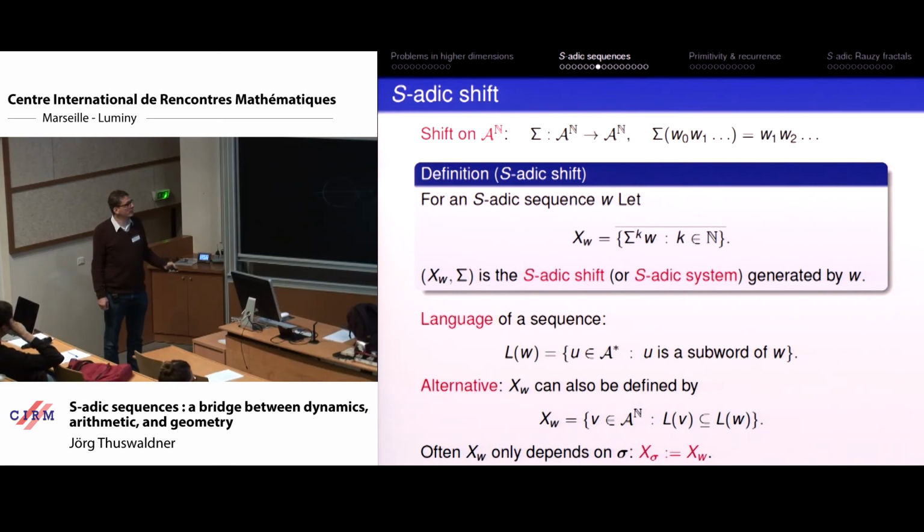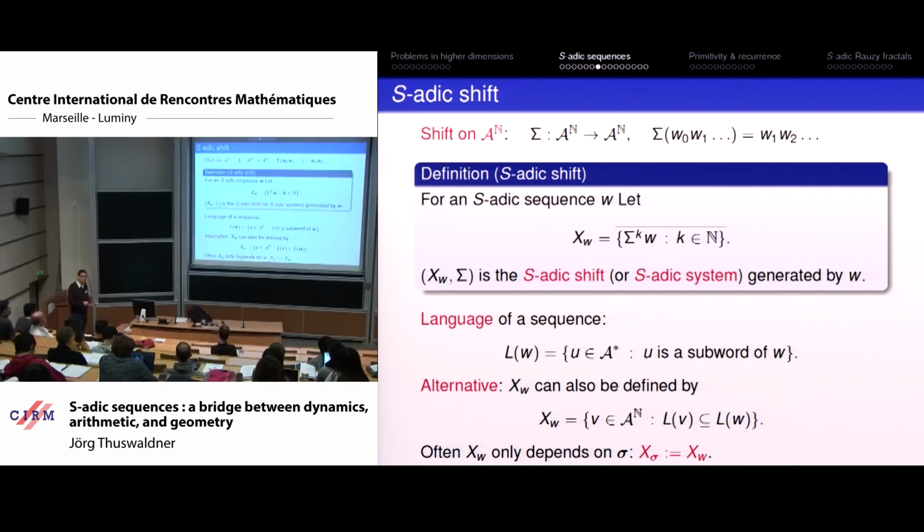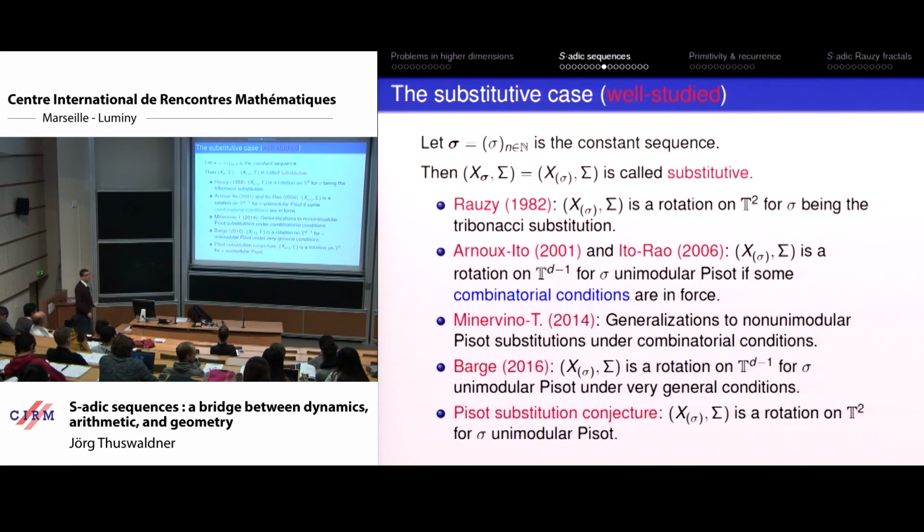Very often, and we will assume this throughout, the set on which the dynamical system is defined doesn't really depend on the word, it just depends on the sequence of substitutions that creates the word. So we will write X_sigma instead of X_W for the set on which the S-adic system is defined. Again, this is related to some primitivity properties, but you shouldn't care about this. There is one important case which is very well studied, and many very interesting and beautiful results exist. This is the so-called substitutive case.